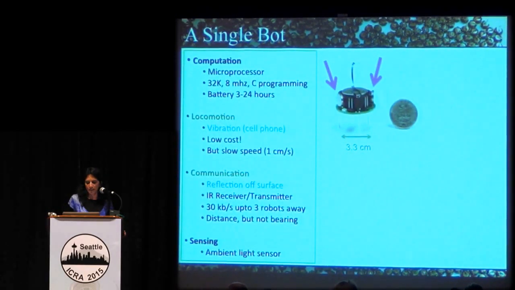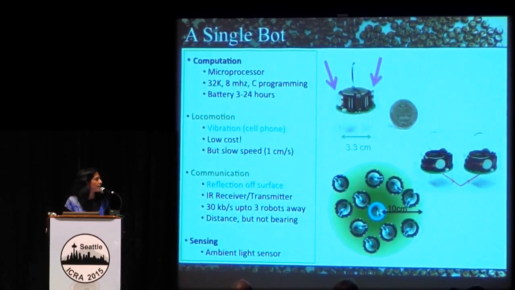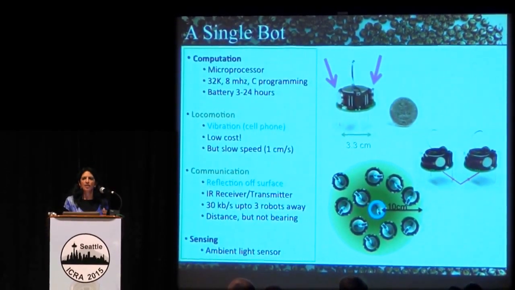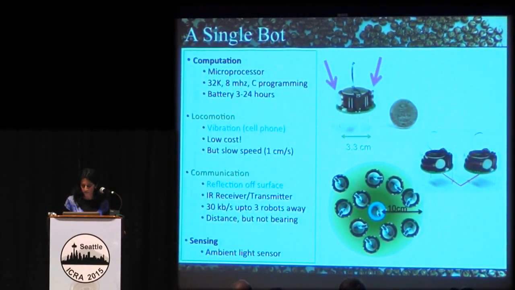So this is what the robot looks like. It has two vibration motors. It can communicate with robots within a few body lengths of itself, and it does so by reflecting infrared off of the surface. So this different kind of locomotion and this different kind of communication were both key elements for us to be able to hit the right cost metric and also to manufacture a really robust system that was easy to assemble.